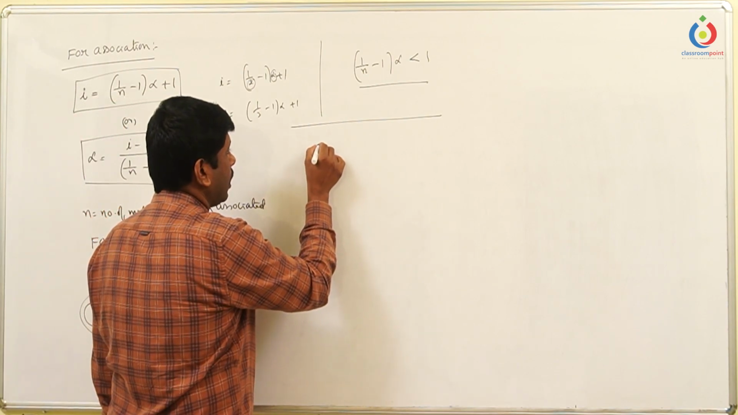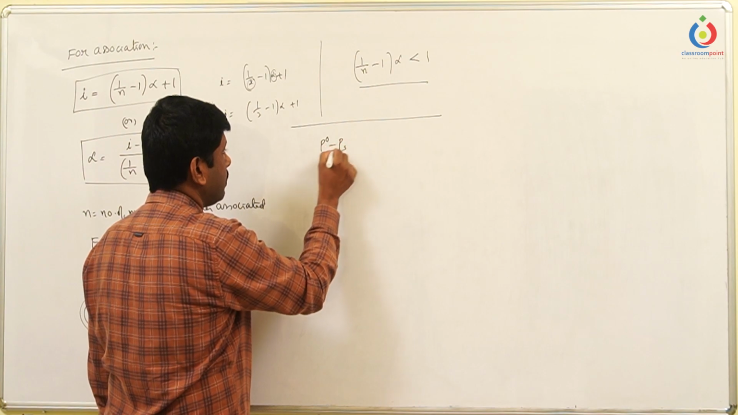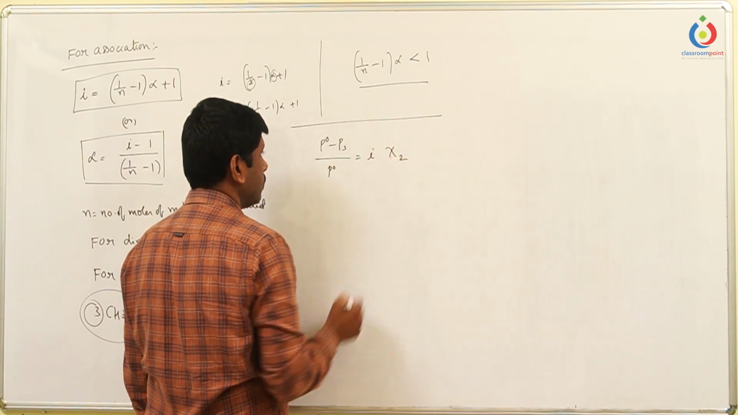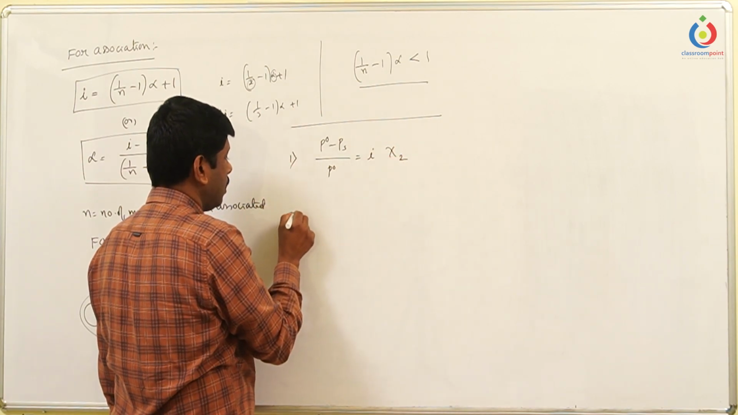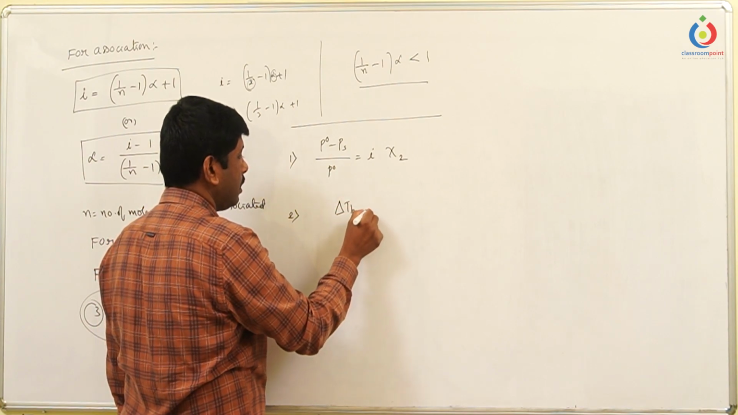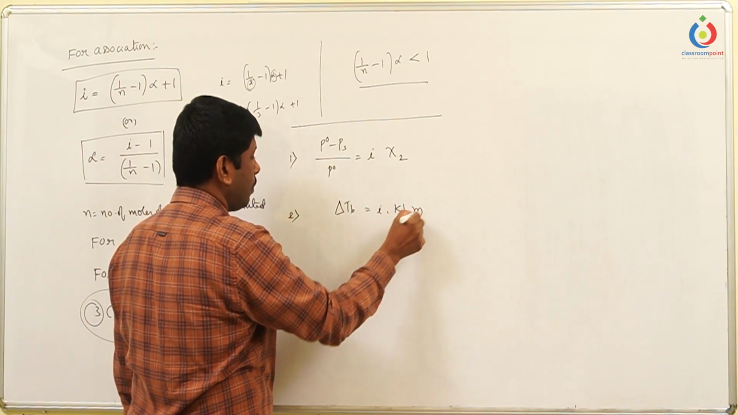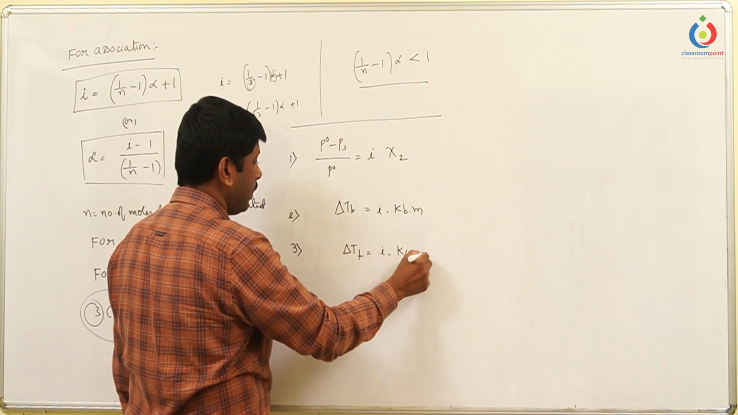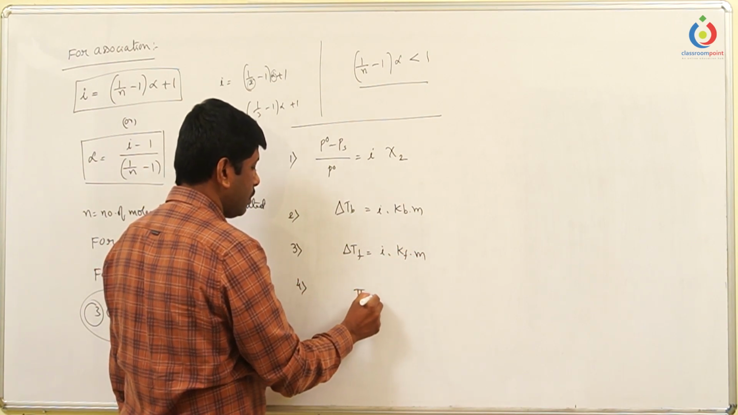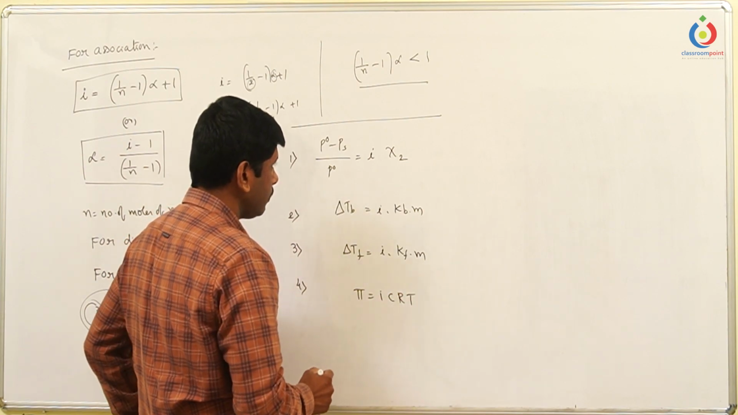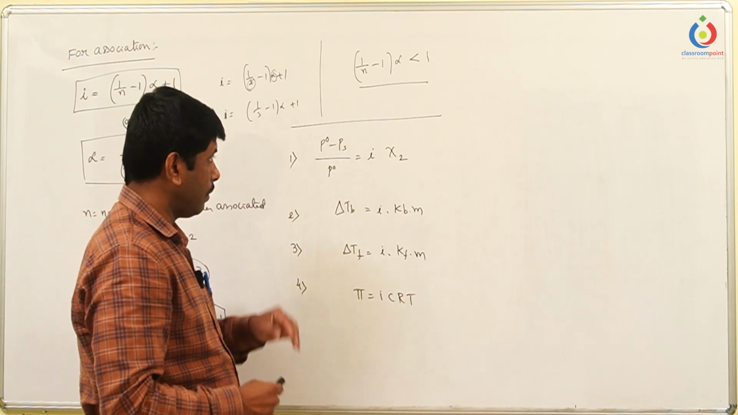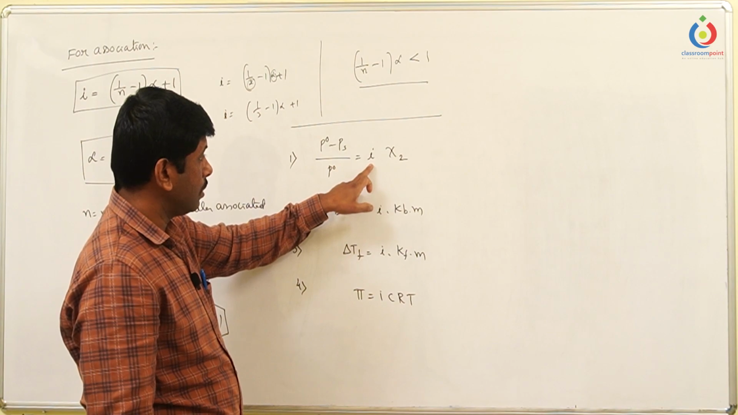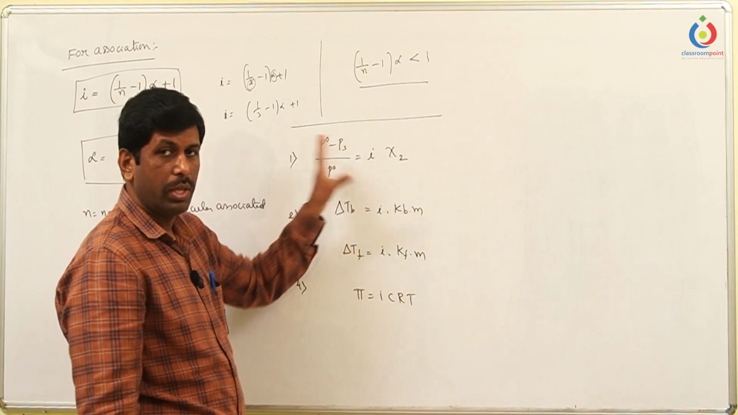Now let us see how to introduce this Vant Hoff factor into the colligative properties. For relative lowering of vapor pressure, (P0 − Ps)/P0 equals i into mole fraction of the solute. Similarly, elevation in boiling point, ΔTb equals i into Kb into molality. ΔTf equals i into Kf into molality, and π equals iCRT. So whatever Vant Hoff factor values we get, for association this type of formula has to be used, and that we have to introduce in these calculations, and later do the calculation.